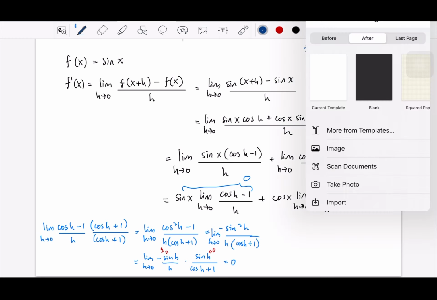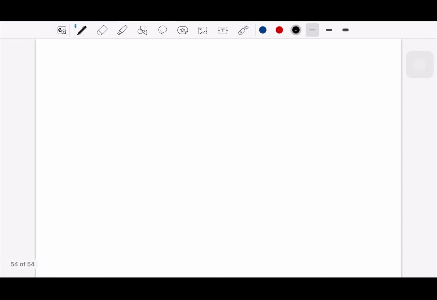Let me write the summary for you. If f of x is sine x, then f prime of x is cosine x. And if f of x is cosine x, then the derivative is negative sine x.